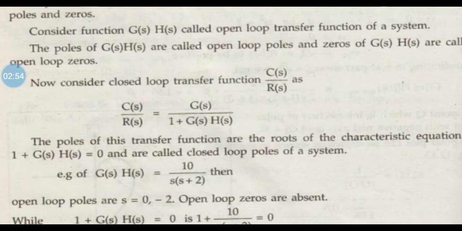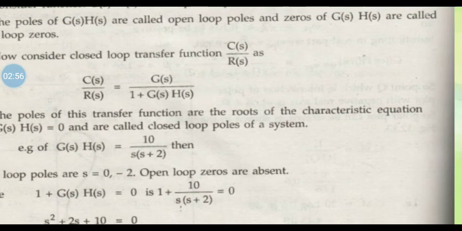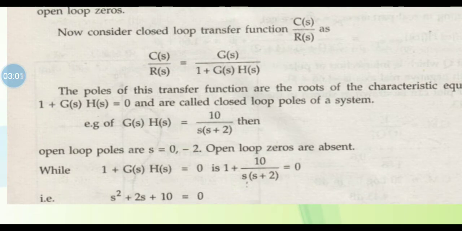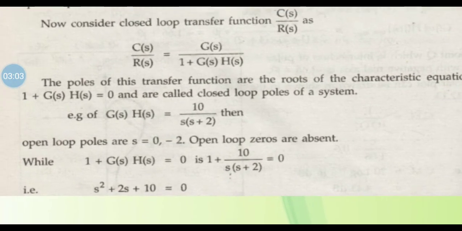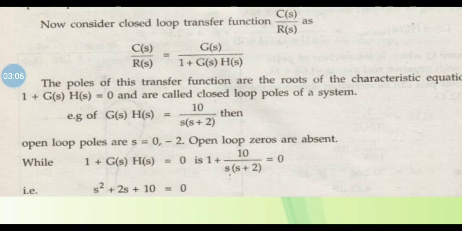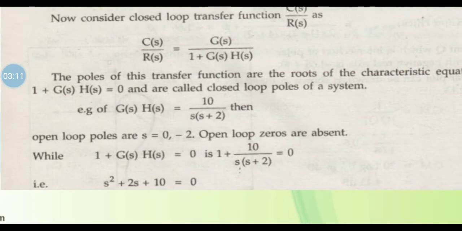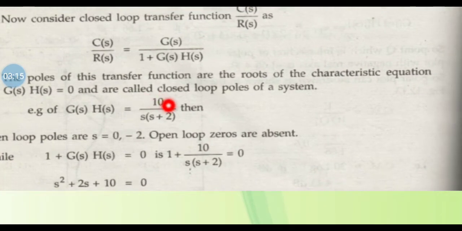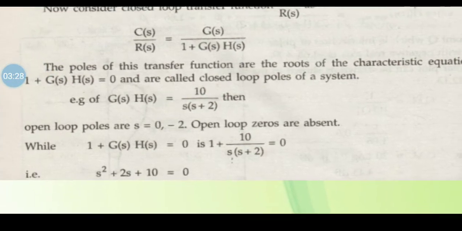Now we'll take an example. G(s)H(s) is equal to 10 divided by s into (s plus 2). Then the open loop poles are s equal to 0 and s equal to minus 2. These are the two open loop poles. There are no zeros, as there is nothing associated with s in the numerator, so the open loop zeros are absent.